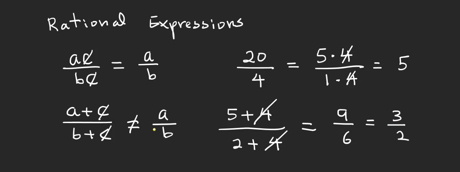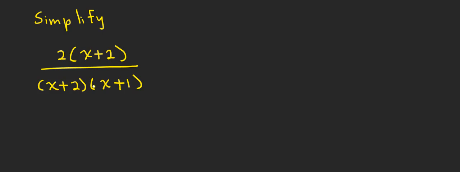So be careful. Let's say you want to simplify this rational expression. This is 2 times the quantity x plus 2, over the quantity x plus 2 times the quantity x plus 1. You can cancel out these two, so you end up getting 2 over x plus 1.